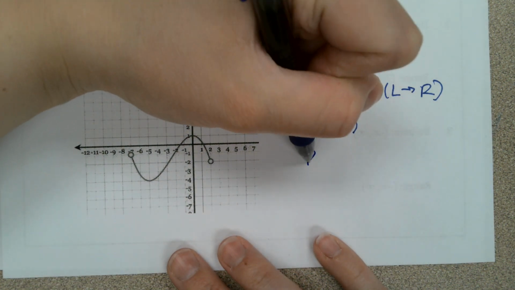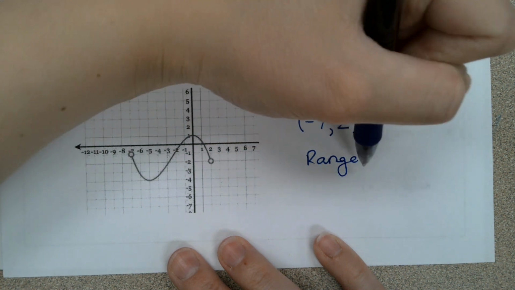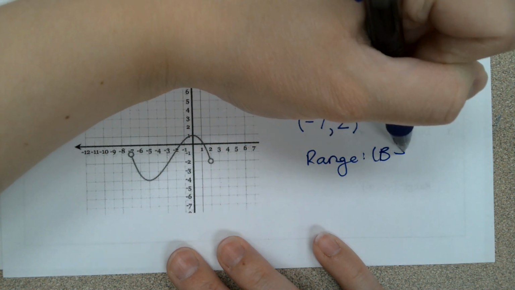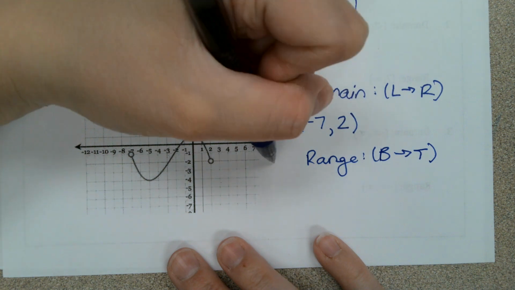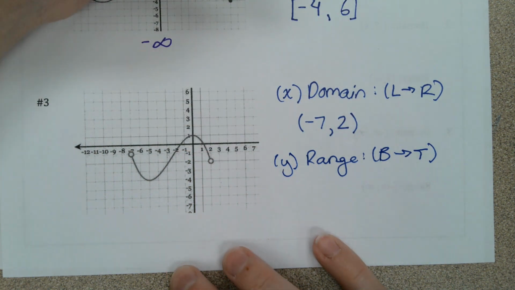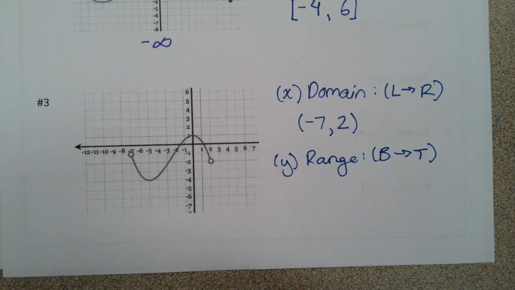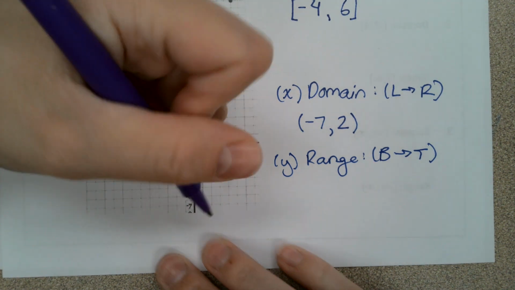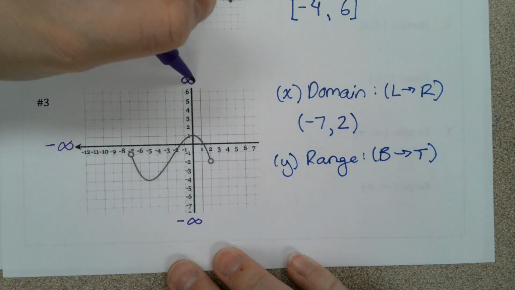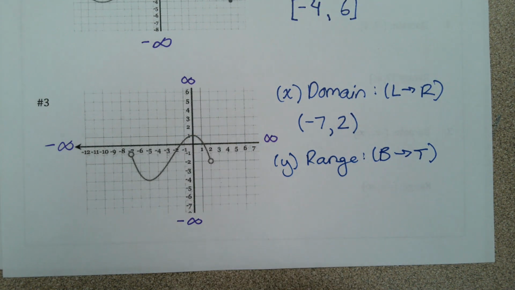Range. It's from bottom to top. Start at the bottom, work your way up. It's our y value. I also forgot about my infinities. I know I'm not going to use them yet, but it is good practice to know where they're at, because when you need them, you're going to need to know where they're at.